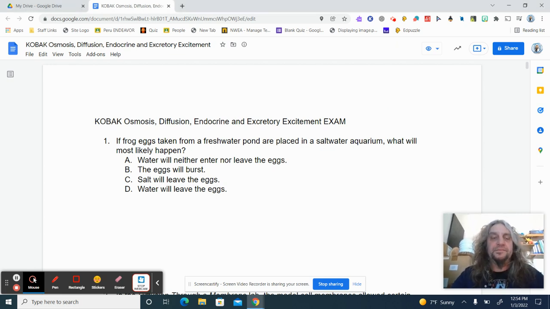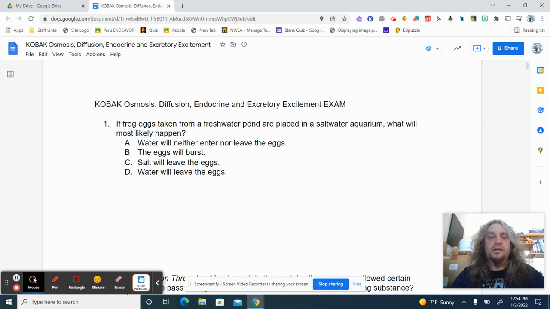Question one. If frog eggs taken from a freshwater pond are placed in a saltwater aquarium, what will most likely happen? A, the water will neither enter nor leave the eggs. B, the eggs will burst. C, salt will leave the eggs. D, water will leave the eggs.